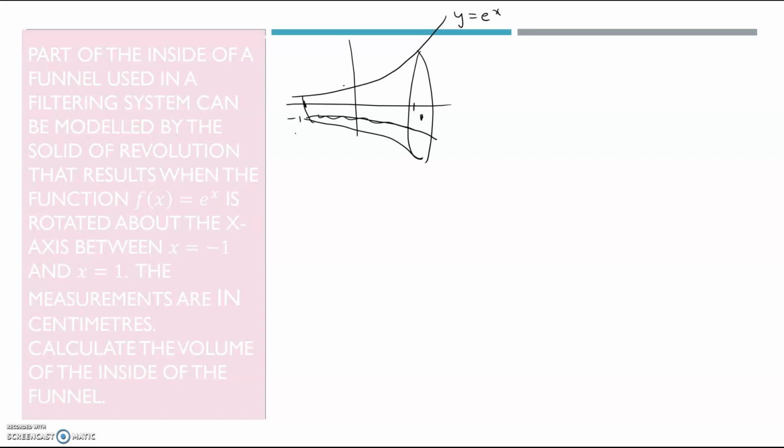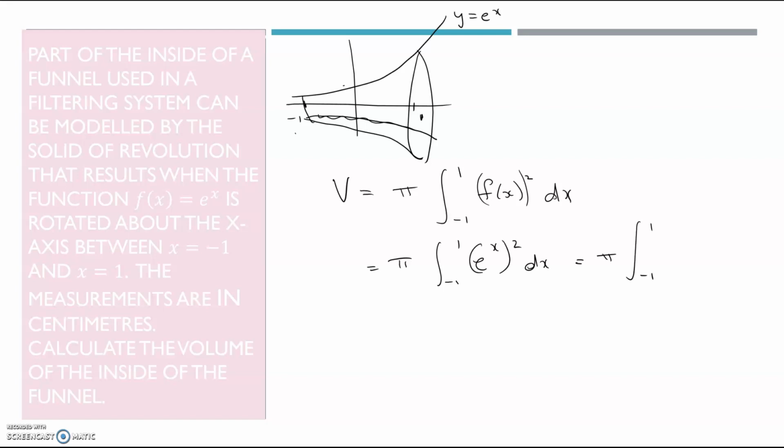Regardless of my useless drawing skills, we just use the formula V equals pi times the integral between -1 and 1 of f of x squared. In this case, the function is e to the x, so it's e to the x squared, which is e to the 2x. So that's pi times, now let's do the integration, tidy it up in a minute before we substitute.